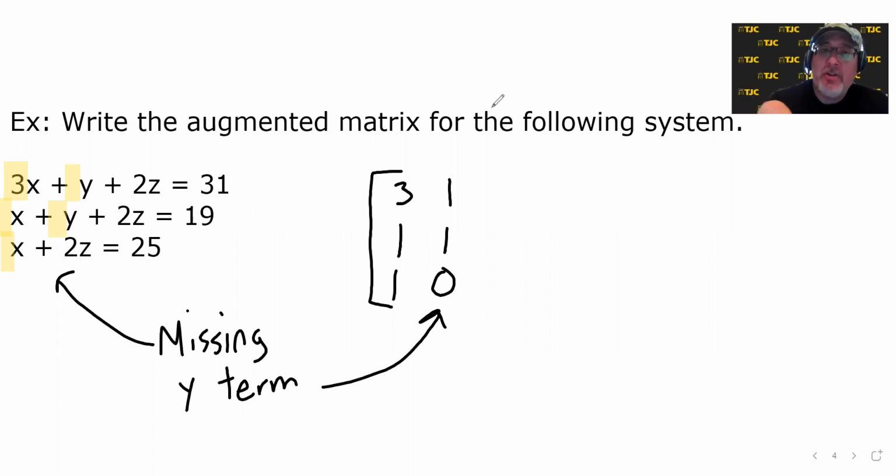The third column is going to be a little bit easier. It's going to be our z's. And all of our z's are present, and they all actually have numbers in front of them, 2, 2, and 2.